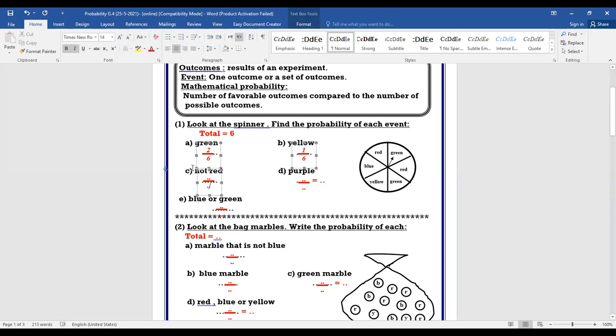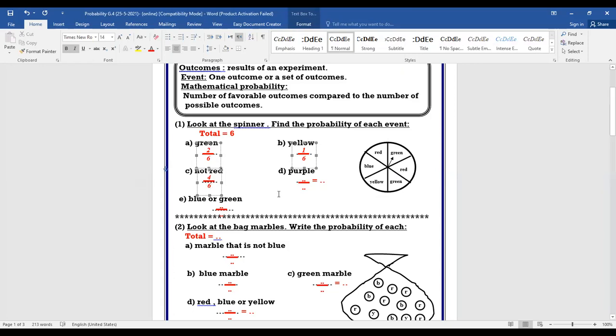The next one, C. Not red. How many parts here are not red? Who can tell me how many parts are not red? Abdelrahman. 5. How many parts not red? 4. We have 4 parts not red. 1, 2, 3, 4. 4 parts not red. It will be 4 out of the total number, as we said, 6.